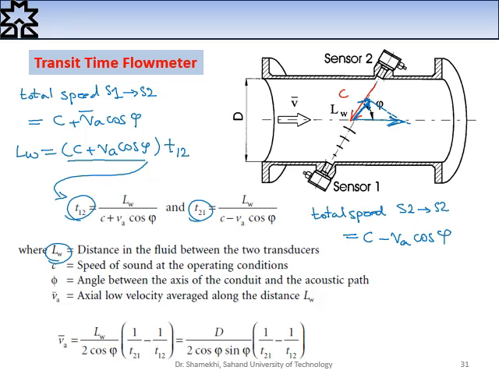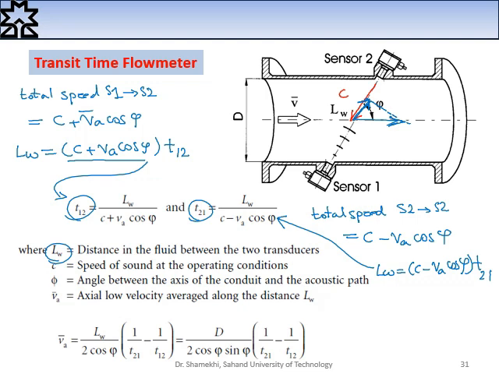And to travel from sensor 2 to sensor 1, LW equals this total speed multiplied by T21. And as you can see, we can find this fraction, LW divided by C minus VA cosine phi.